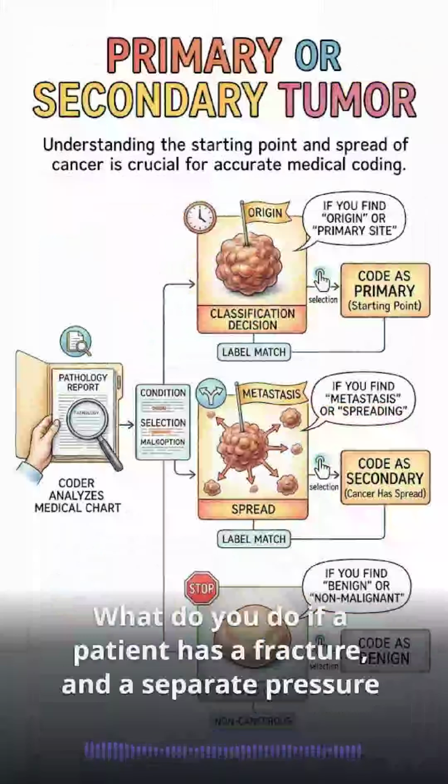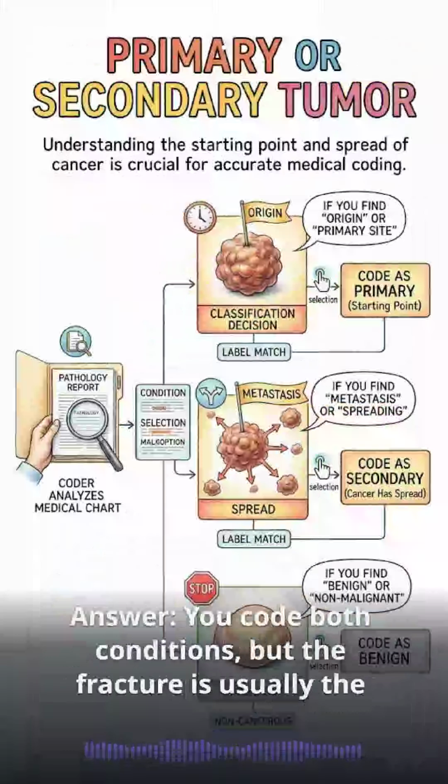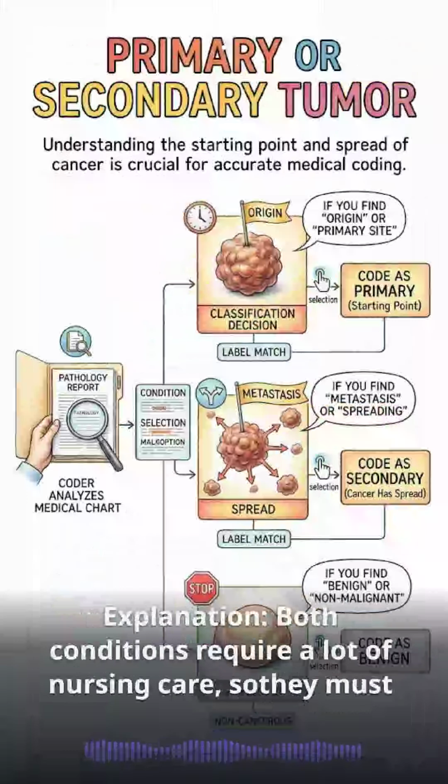84. What do you do if a patient has a fracture and a separate pressure ulcer on their heel? You code both conditions, but the fracture is usually the principal diagnosis for hospital admission. Both conditions require a lot of nursing care, so they must both be on the final bill.